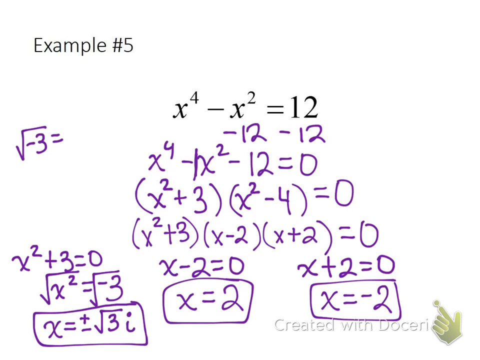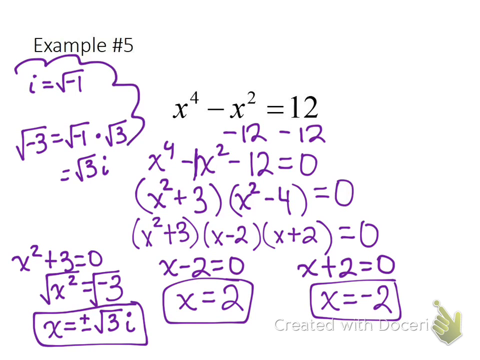The square root of negative 3 is equal to the square root of negative 1 times the square root of 3. That's an i: i is equal to the square root of negative 1. So instead of writing the square root of negative 1, we write an i. We usually put it after, but we don't have to. You can put it before if you want. That's just like a reminder bubble from last semester.